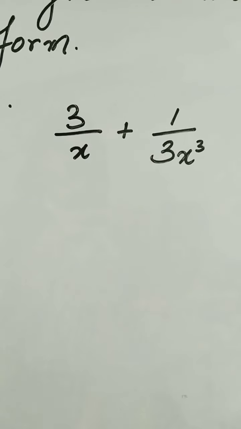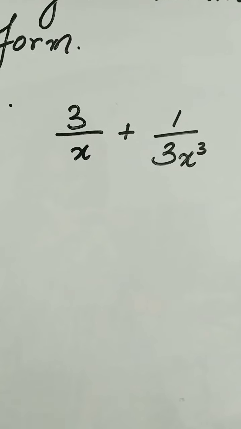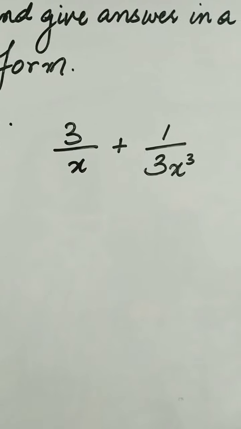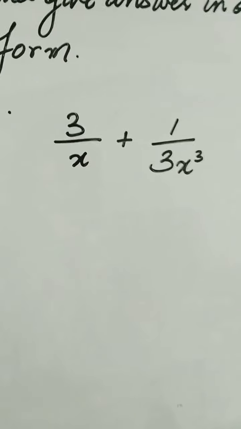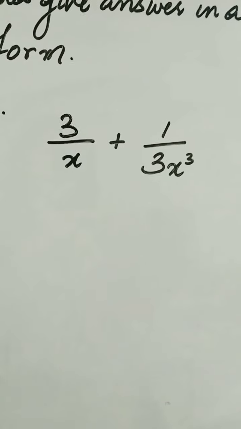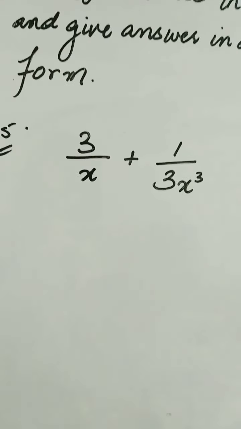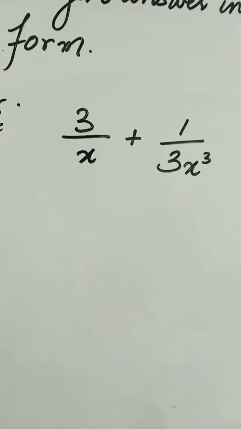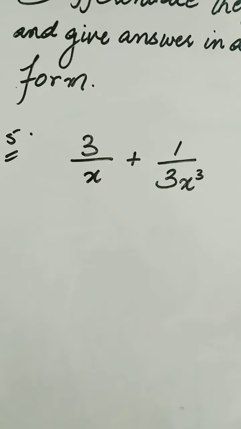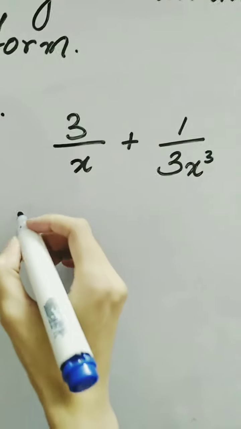Here we have another function, 3 over x plus 1 over 3x cube. Here the two values are adding with each other, so we are going to take the derivative of both the values and the addition sign remains in between. So now let's start solving this function.